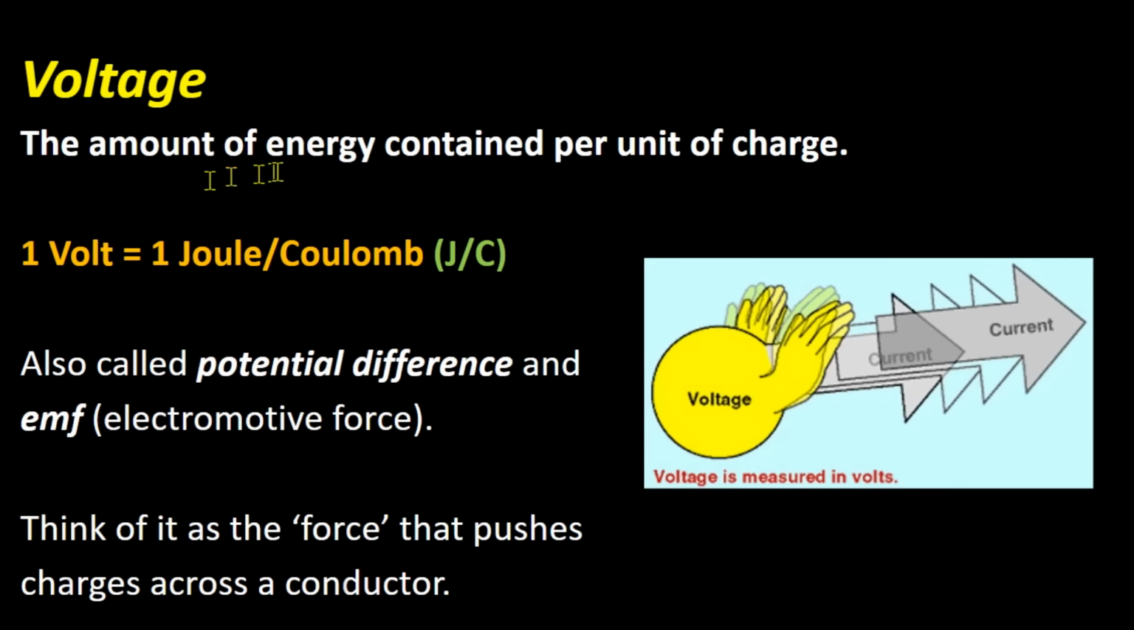Voltage is defined as the amount of energy contained per unit of charge. So therefore 1 volt is equal to 1 joule per coulomb. Voltage is also called potential difference or EMF, which stands for electromotive force. Think of voltage as the force that pushes charges across a conductor, as you can see here.